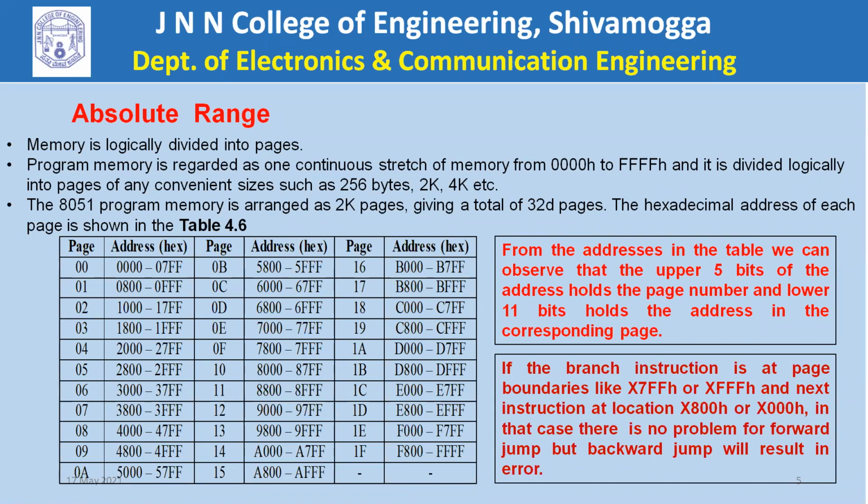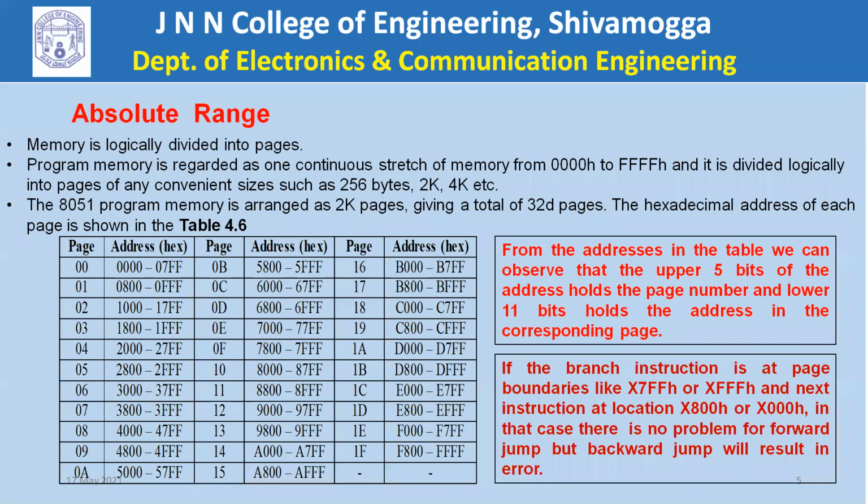So if the branch instruction is at the page boundaries like X7FF or XFFF, the next instruction is at location X800 or X000. In this case, there is no problem for forward jump. But if there is a backward jump, it will result in error, because you are crossing the page boundary. When you are crossing the page boundaries, there will be an error.